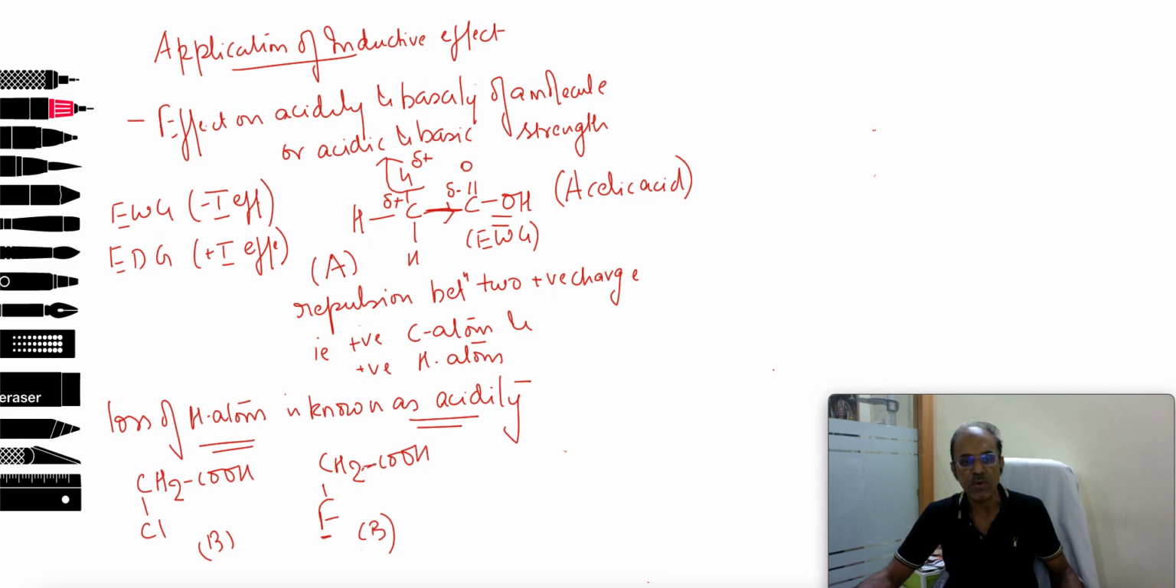We know F is highly electronegative, so the carboxylic acid will pull electrons towards itself, and fluorine also will pull electrons towards itself. That means the positive charge on the carbon atom, which in A was only due to the carboxylic acid, will now be much more, because the electrons are pulled by the fluorine atom and by the carboxylic acid itself. Chlorine is also an electron withdrawing group, but it is weaker than fluorine, so the positive charge will be smaller, although bigger than A. The concentration of positive charge on B will be more than A but less than C.